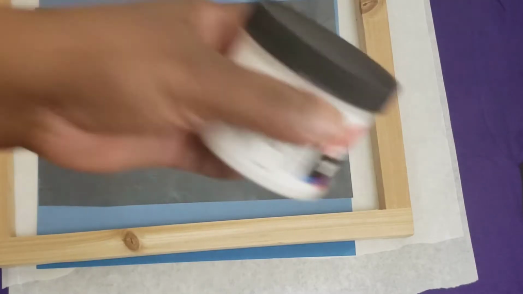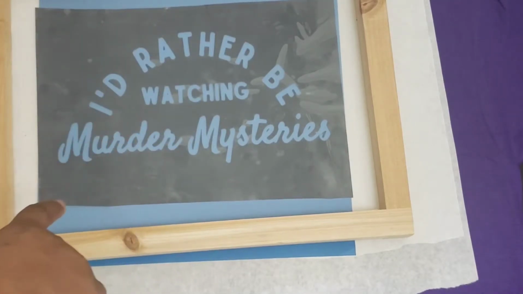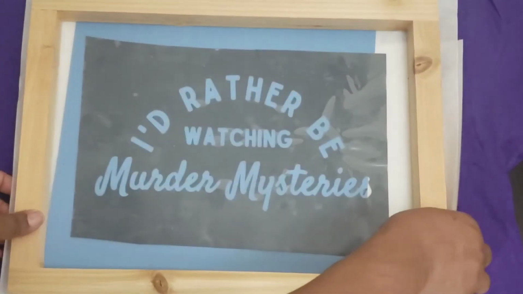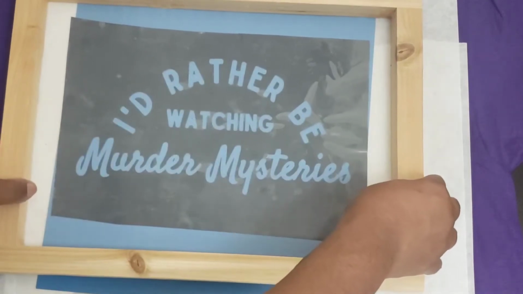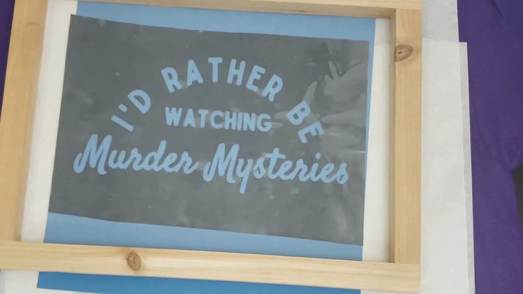I'm gonna use white ink. I have my heat press heating up to 320, and I'm gonna press it at 320 for 40 seconds, I think. So I'm just gonna try it on this blue sheet of paper first, and then I'll take it off, and then I'll figure out what I want to do on the other one.